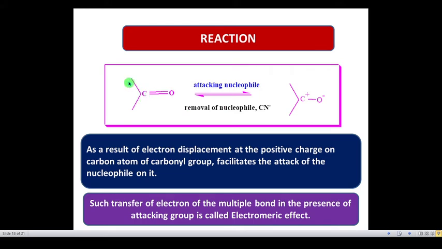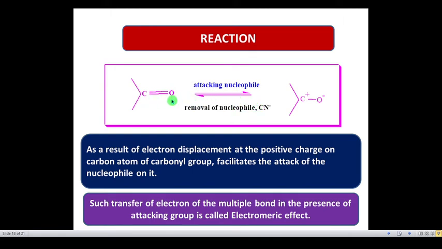For example, a carbonyl compound means, see here some CH3, CH3, C2H5, C2H5, anything may be there, simply called alkyl groups. This straight line simply shows the presence of CH3 here, CH3 here, and C double bond O, simply called your carbonyl compound. If both are CH3, it is acetone. Now you have your attacking nucleophile. Which is the nucleophile? Here the cyanide ion is the nucleophile.